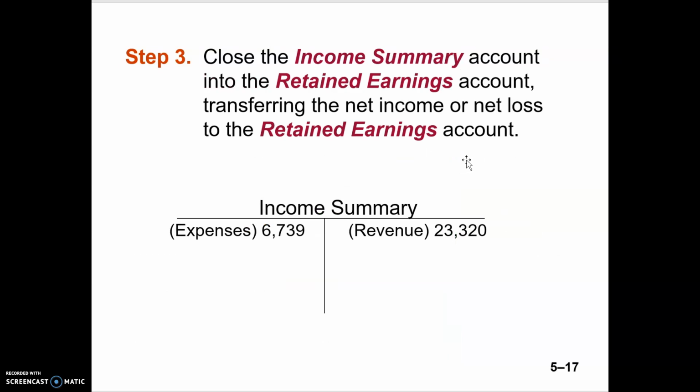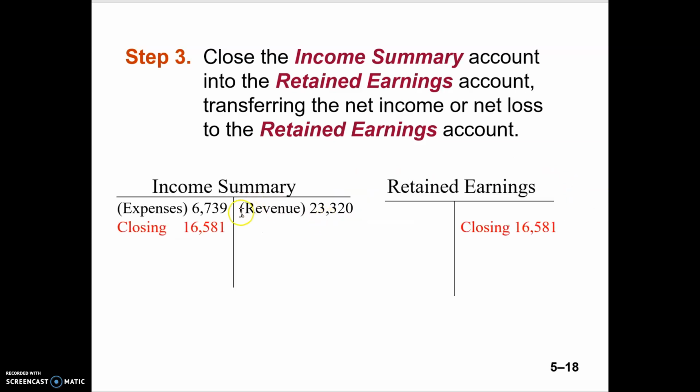So if we subtract $6,739 from $23,320, that gives us $16,581. Income summary would have a credit balance of $16,581. So since it has a credit balance of $16,581, to close it, we're going to put $16,581 on the debit side of income summary. Can't have a debit without a credit. Our credit goes into retained earnings.